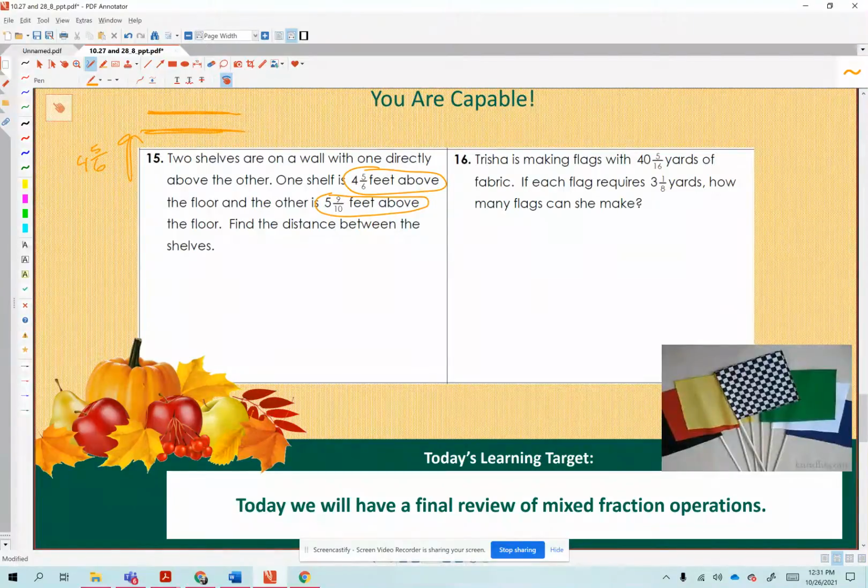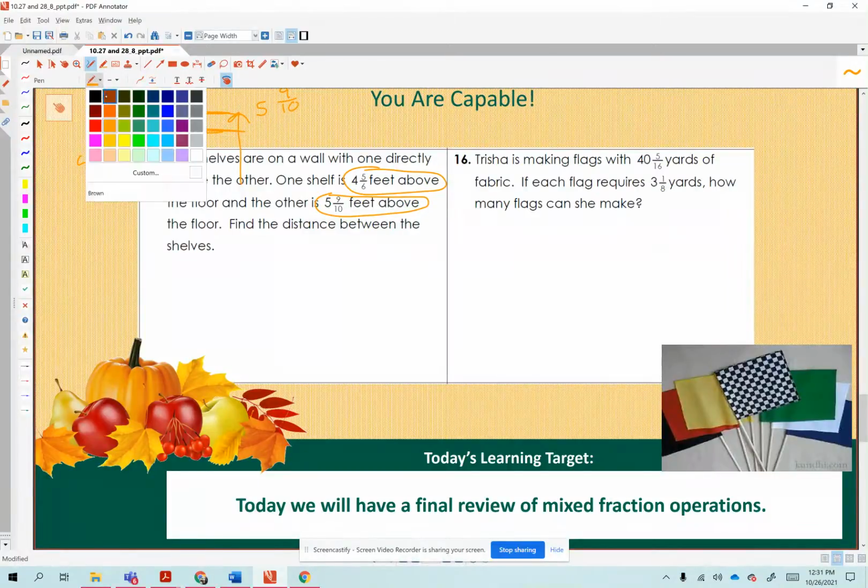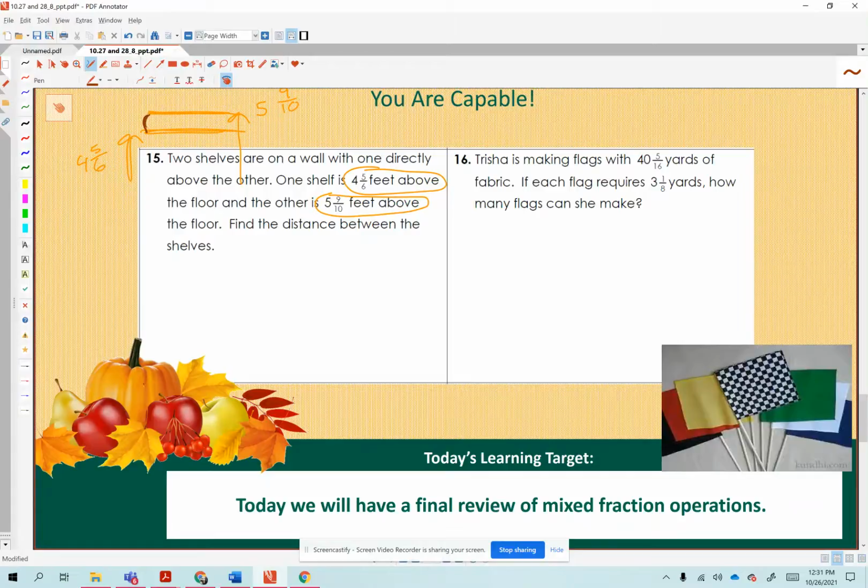So the second shelf is 5 and 9/10. And they want us to find the distance, this part here, between the shelves. So this is a subtraction problem. We will start out with the taller shelf, 5 and 9/10. And from that, we will subtract the shorter shelf, 4 and 5/6. The first thing we need to do is convert to improper fractions, and then we will find a common denominator.